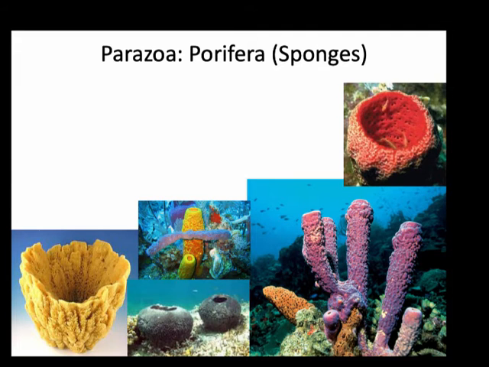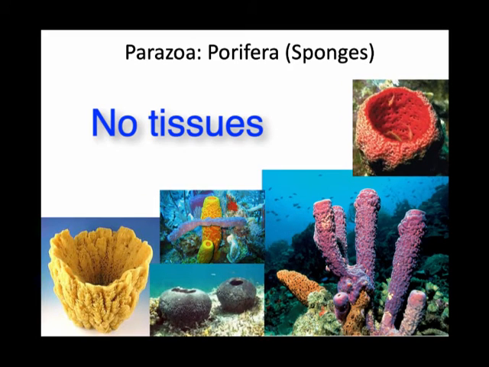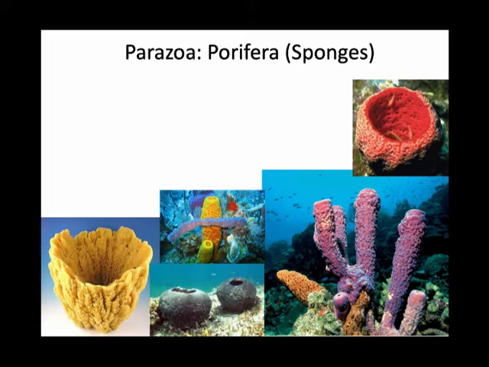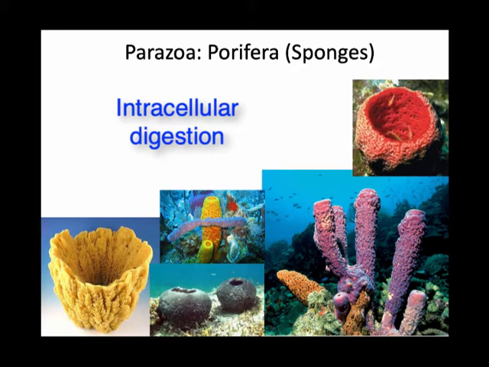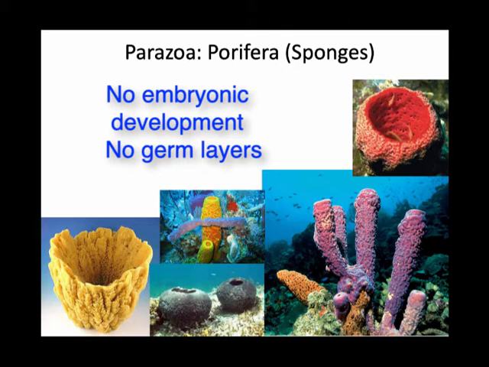Sponges are some of the most simple animals. They don't have tissues. They have different cell types, but the cells are loosely arranged. They are mostly filter feeders. They do not have a centralized digestive system. All their digestion actually happens intracellularly, which means inside of their cells. So they can only eat particles small enough to be filtered into a single cell, and that single cell will digest them. They don't have embryonic development and they don't have tissue organization.